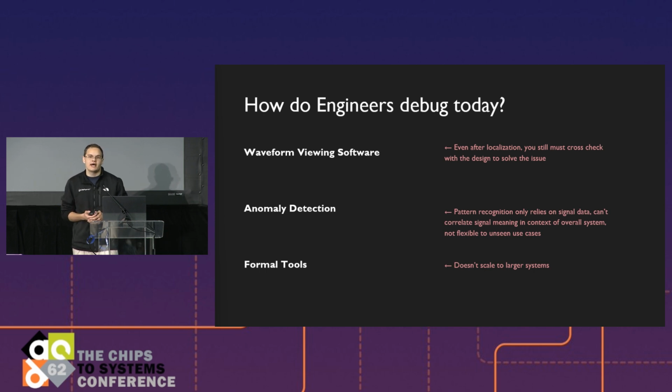And finally, we have formal tools. Again, these are a very powerful tool. They can help you find counterexamples in the waveform, for example. But like with most things with formal tools, they don't scale to larger systems. As soon as you get large enough, it collapses on itself. And even if the formal tool was able to work on your design and you get a counterexample, you still have to rummage through that waveform, find exactly where the error begins its propagation, and drive the effort to fix it.